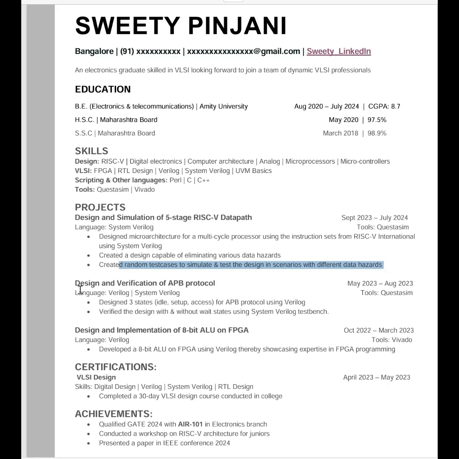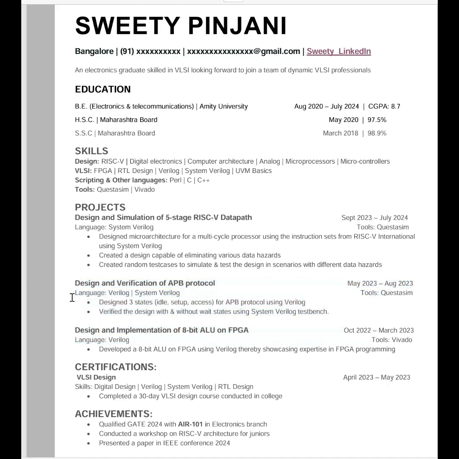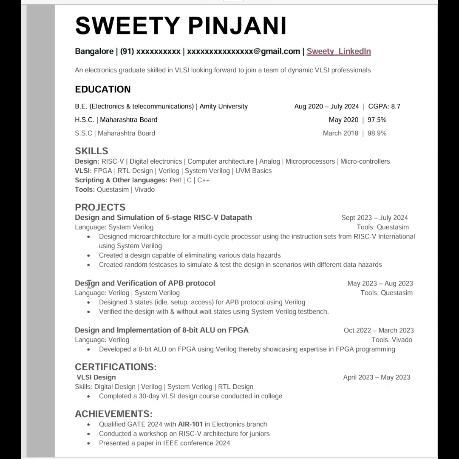The next project which the person has done is design and verification of APB protocol. The duration, the languages used and the tools used are also mentioned. Now, the protocol is a very huge protocol. Everyone can't design everything, so they have specified what they have designed. They have designed only 3 states which are idle, setup and access for the protocol using Verilog language.